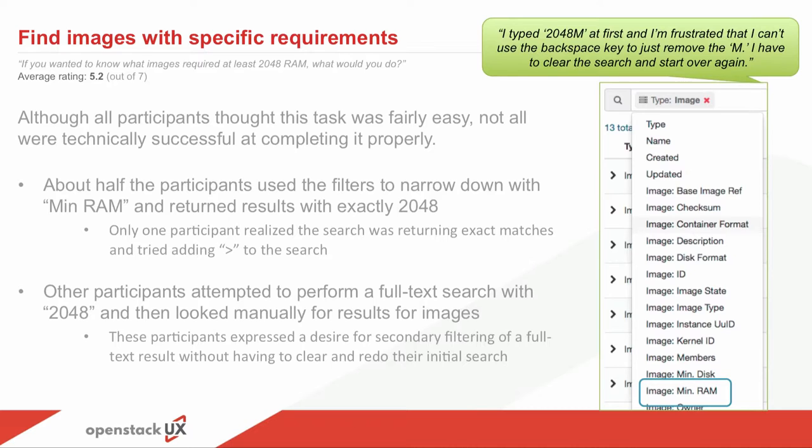And these people, when they tried to then further filter, thought that it would be really nice to be able to filter their current list instead of having to go back and then specify the type image as the progression of the filters showed them.